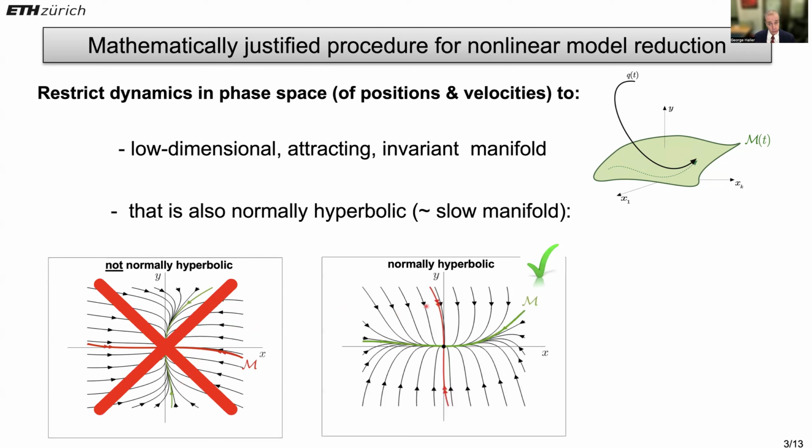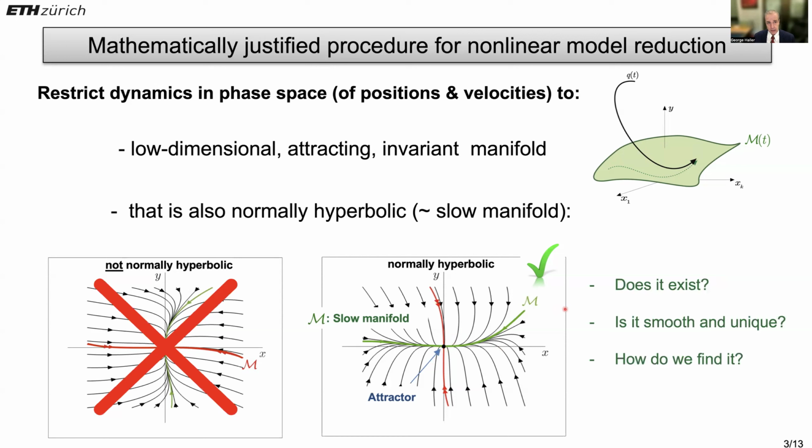The good setting is when you have normal hyperbolicity, meaning that the transverse attraction rates actually dominate the tangential ones, and that means you're approaching this manifold as you would approach a slow manifold. So such a manifold is often called a slow manifold in fluid dynamics, inertial manifold, and it contains the final attractor. So this is a very appealing mathematical picture, but important to know whether this manifold exists. Is it smooth? Because we would like to do calculus on it. Is it unique? And most importantly, how do we find it? And there's no general answer to these questions.